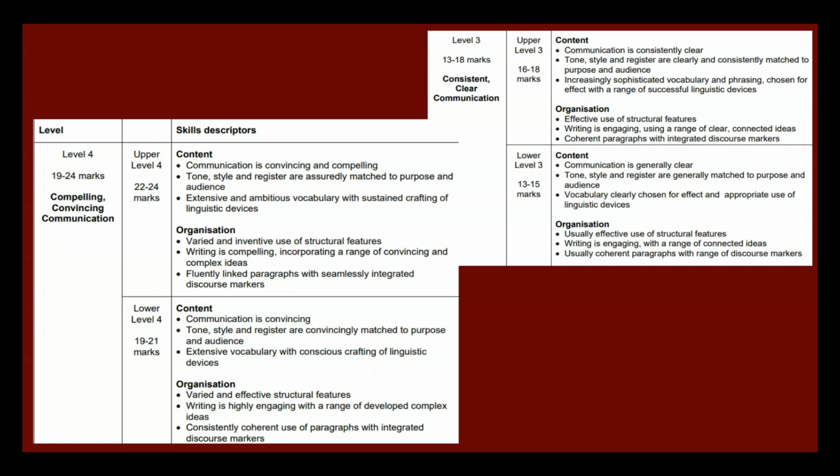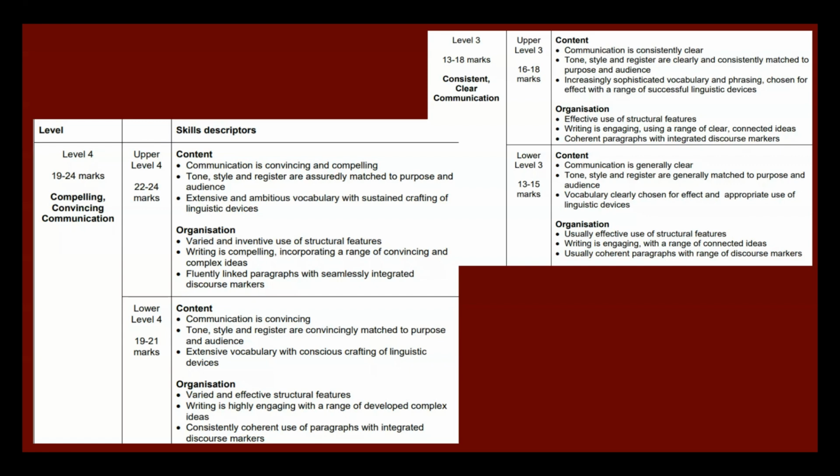Because consistently clear doesn't sound all that different from convincing and compelling, right? Well, communication is convincing and compelling pretty much just means that you are very self aware of the techniques you're using. You know what you're doing. You know how to write. And that doesn't mean to say that if you're in level 3, you don't know how to write. Level 3 is also excellent writing. I mean, it goes up to 18 marks. But if you want 19 to 24 marks, you need to be very compelling.